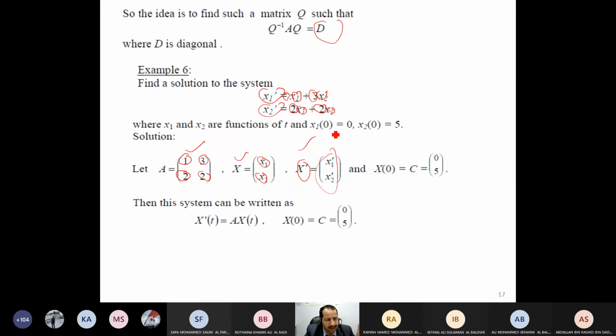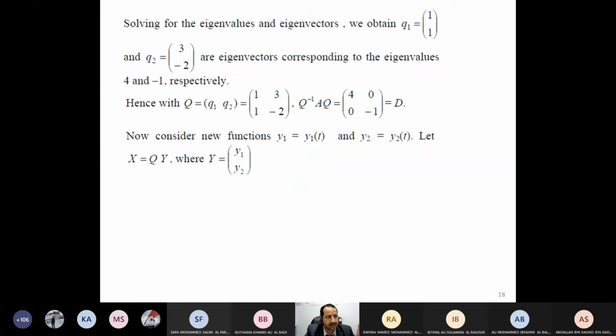Also, he told me that x1 at time 0 is 0, x2 at time 0 is 5. So I will say constant C equals 0 and 5. Now this is the general form of the equation after I convert it into matrix form. X dash equals A X, and this is the constant.